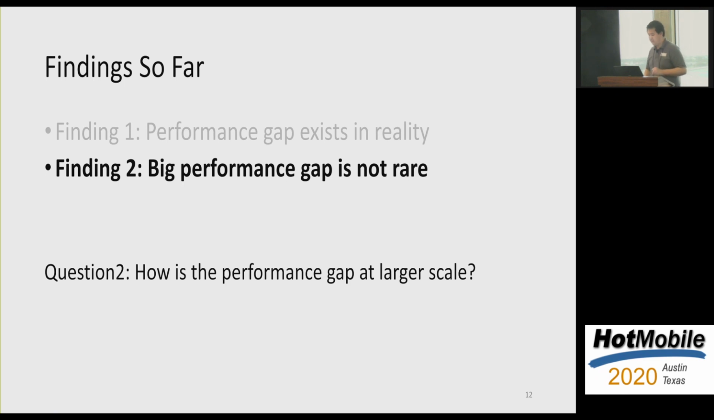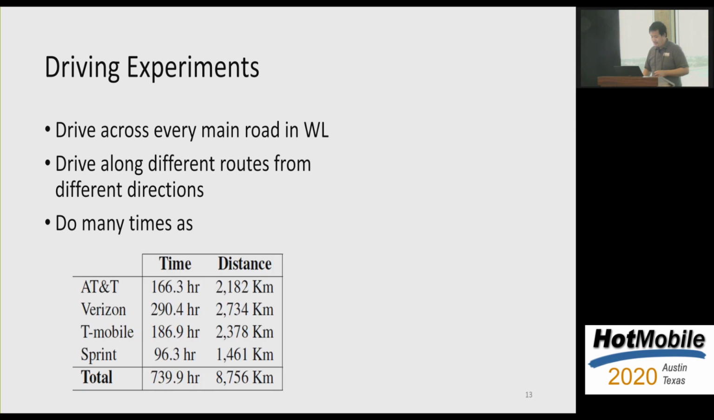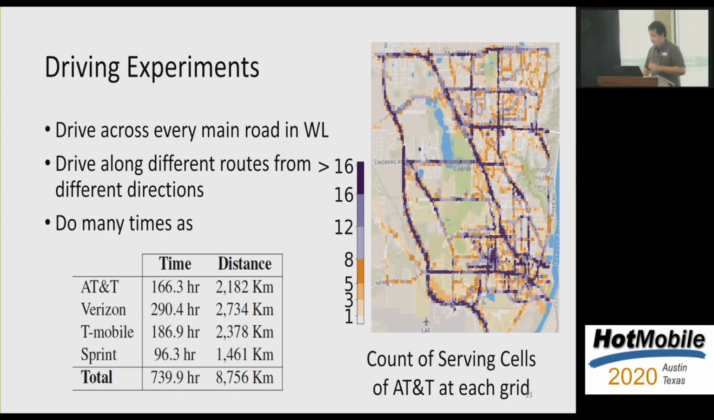So question 2 is, how is the performance gap at larger scale, for example, at city scale? To answer this question, we ran driving experiments. The idea is we drive across every main road in the West Lafayette area, and we drive from different directions. We collected a big enough data set which covers 700 hours and 8,000 kilometers of distance. This is a figure which shows the count of serving cells of AT&T at each road.